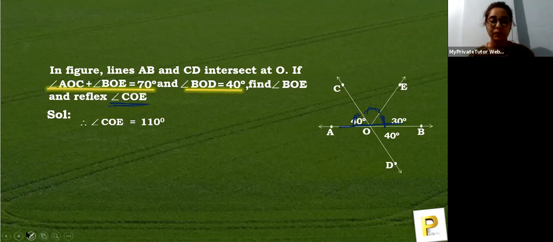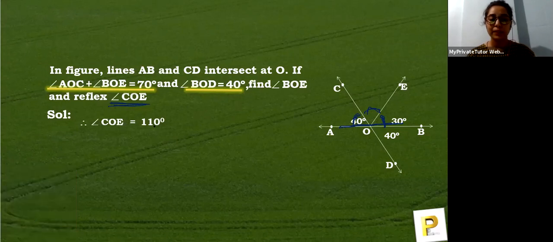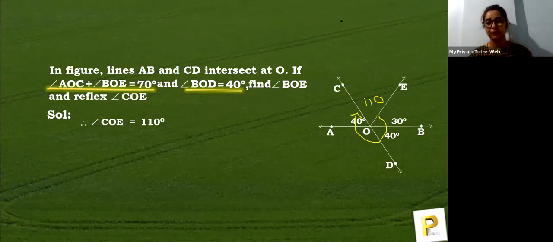Now what will be the reflex angle in this part? Reflex will be the remaining part. So if this is 110, now you have to find this whole angle. What will be the measurement of this angle? Okay, you guys try and tell me what will be the answer.